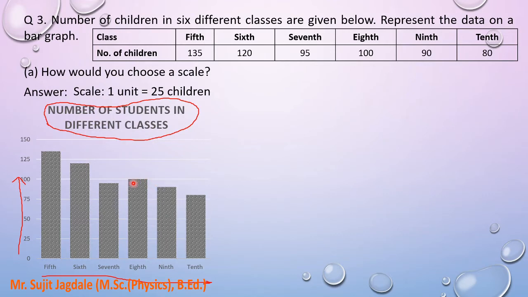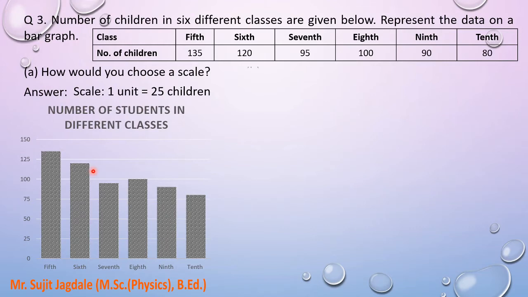Here 100 is exactly at 100, so that is not a problem. Then 90, again between 75 and 100, is somewhere exactly at the middle or a little bit ahead of the middle. Here 80 is also the same way. So you can take random scales. It is not necessary to show exactly that the bar graph is showing the 135 value. You have to take it randomly somewhere between those two scales.